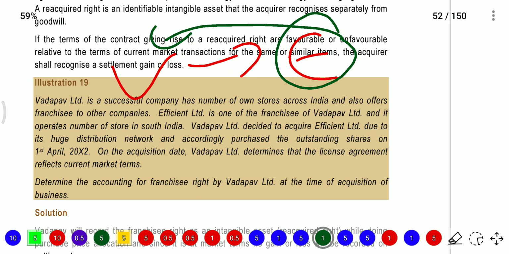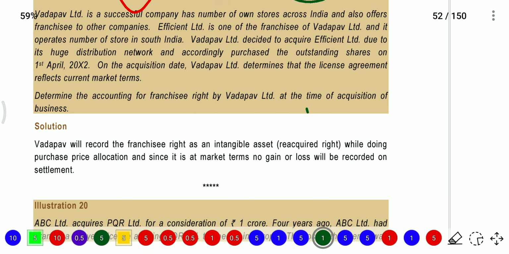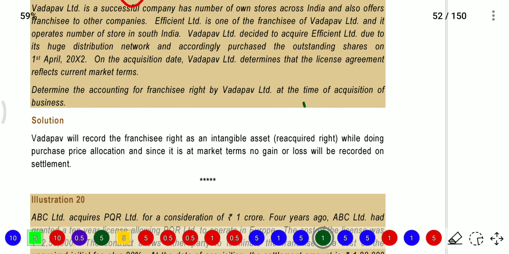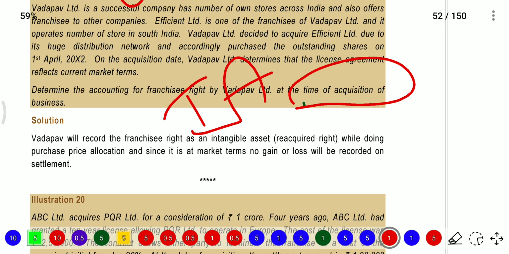Vodpower determines that the license agreement reflects current market terms, and determines the accounting for the franchisee right at the time of acquisition. Now Vodpower will regard the franchisee rights as an intangible asset. So it has an intangible asset, which is the reacquired right, while doing purchase price allocation, and since the terms are market terms, no gain or loss will be recorded on the settlement.